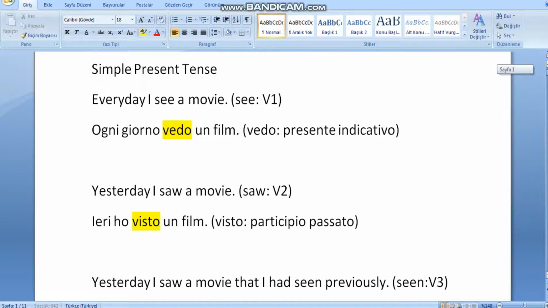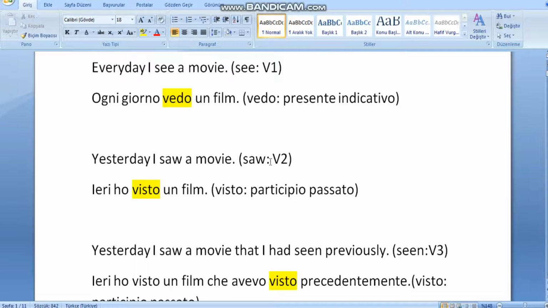Whereas here, yesterday I saw a movie. Ieri ho visto un film. Here the sentence is in simple past tense. So it is the verb to see, and in Italian it becomes visto, il participio passato del verbo vedere, past participle of the verb vedere, to see.